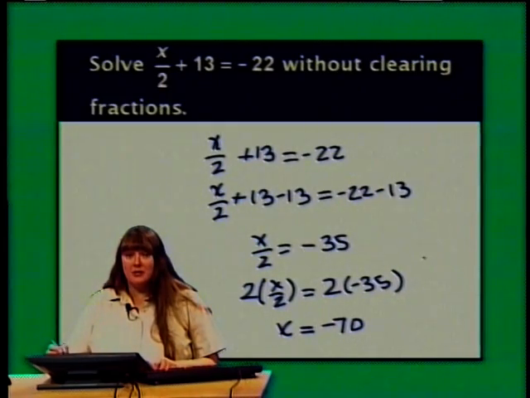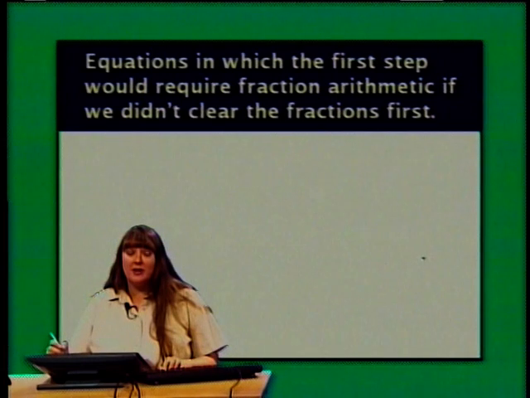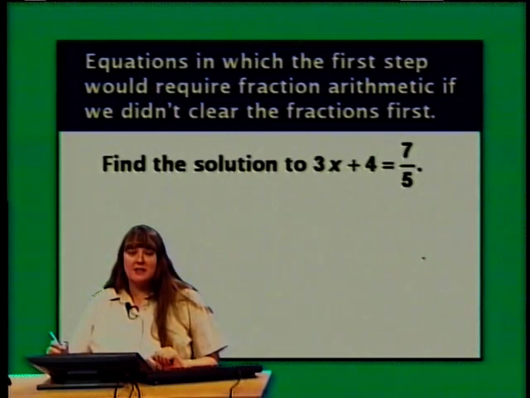Doing this problem without clearing fractions first wasn't really any more taxing. Well, let's look at why. I want to look at some of the equations that I've already solved and show that if I hadn't cleared the fractions first, my first step would have required fraction arithmetic. So I solved 3x plus 4 equals 7/5. If I had tried to solve this without clearing fractions first, I would have started by moving my constant 4 to the right-hand side. I would have had to subtract 4 from 7/5. I would have had to build a common denominator.